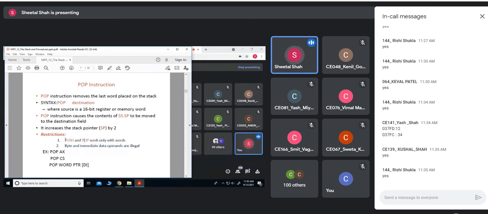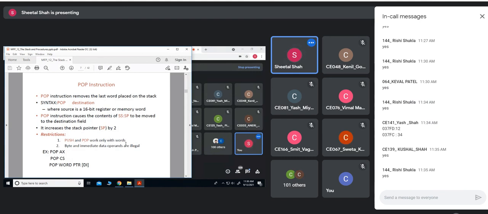You can only transfer or store 16-bit data, not 8-bit data. Byte and immediate data operands are illegal. I cannot write push 1, 2, 3, 4. You cannot push 1, 2, 3, 4 onto the stack. The source or the destination can only be either a register or memory. It cannot be 8-bit data, and it cannot be immediate data.